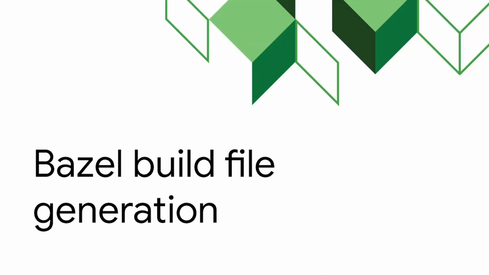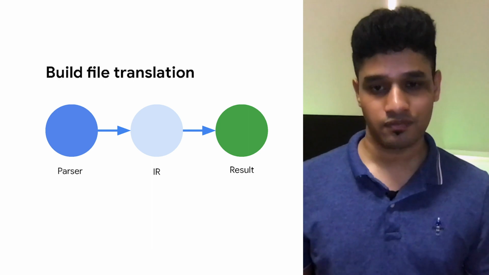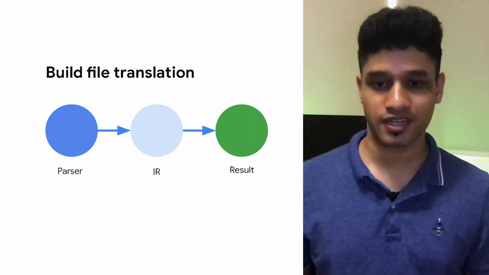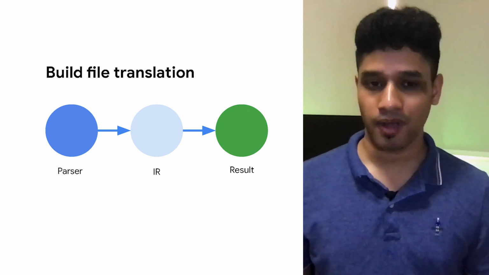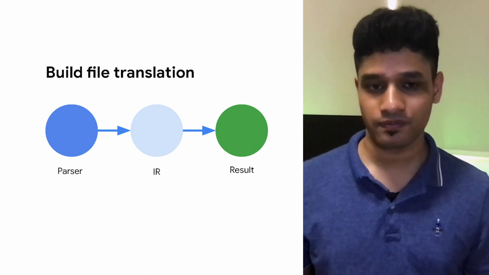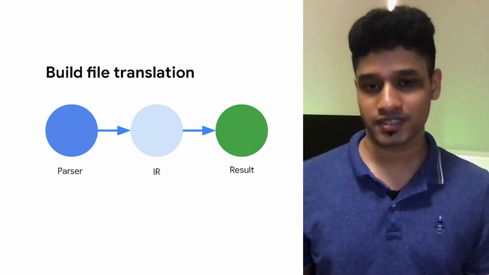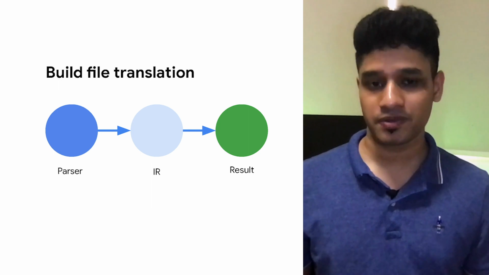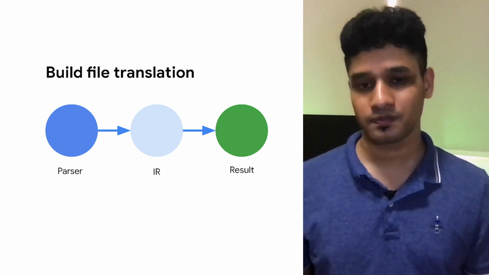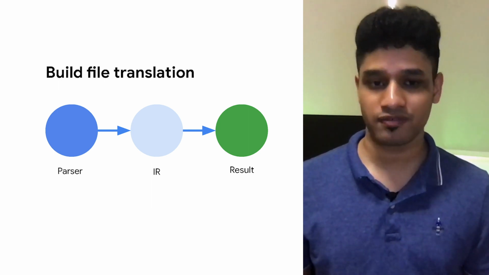Now that we have covered hybrid build, I want to talk in detail about Bazel build file generation. Generally, when we talk about build file translation, we can think of three distinct stages: a parser to read the source data and convert it to an intermediate representation. And once we have the intermediate representation, we can adapt it to the format that we require, in this case, Bazel build files.